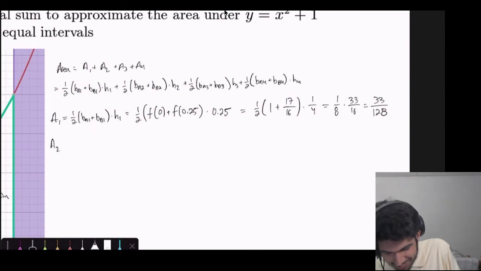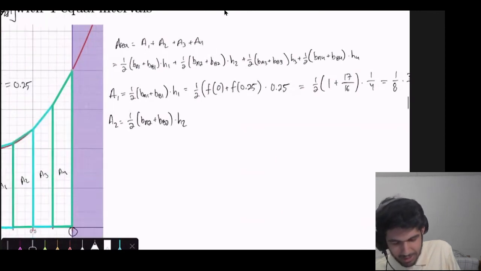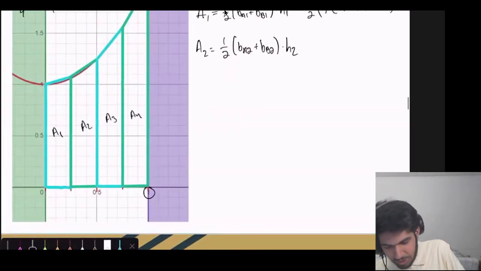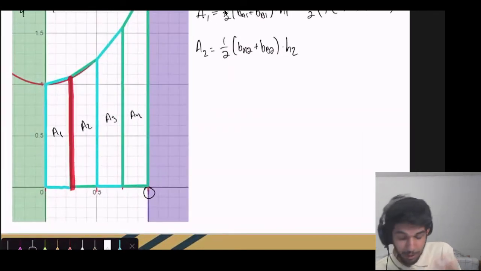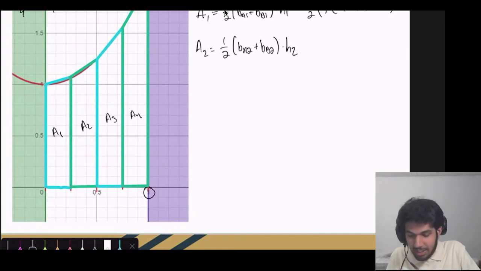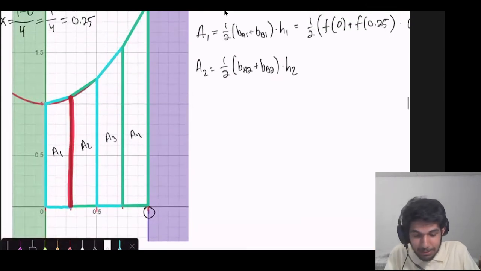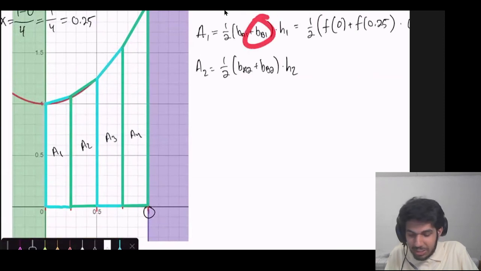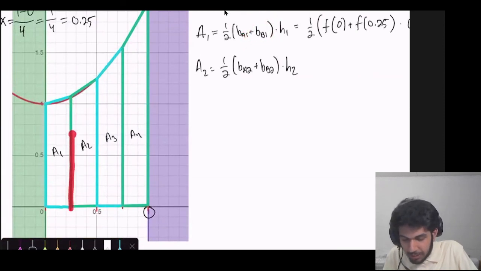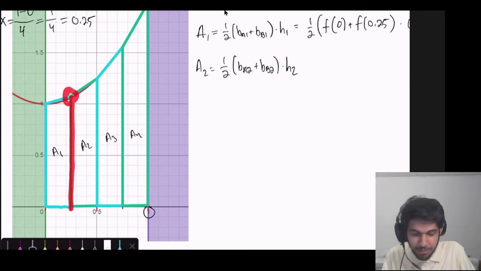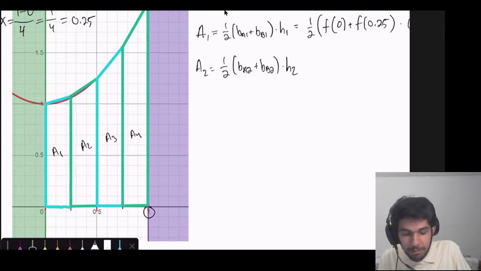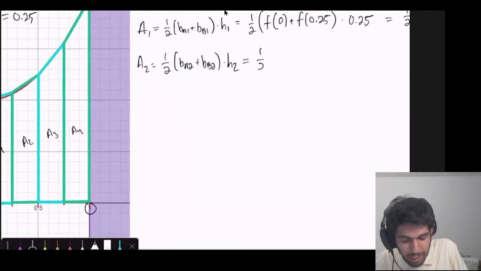These next few are going to be tougher. So 1/2 ba2 plus bb2 times h2. So what is ba2? Well, that's this side right here. Perhaps I'll just choose the left-hand side. And that's the same thing as bb1, right? We just looked at that here. We said that was at 0.25. We traced upwards until we hit the function. So that's going to be equal to f of 0.25. So this is 1/2 f of 0.25.